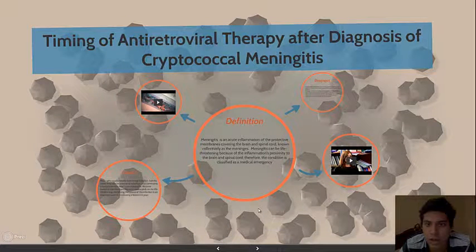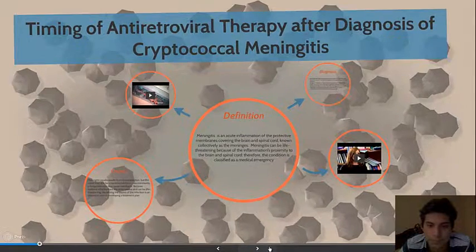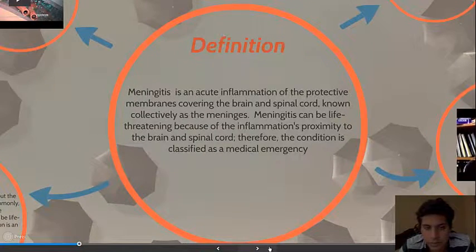Timing of antiretroviral therapy after diagnosis of cryptococcal meningitis. Definition: meningitis is an acute inflammation of the protective membranes covering the brain and the spinal cord, known collectively as meninges. Meningitis can be life-threatening because the inflammation is in proximity to the brain and spinal cord. Therefore, the condition is classified as a medical emergency.